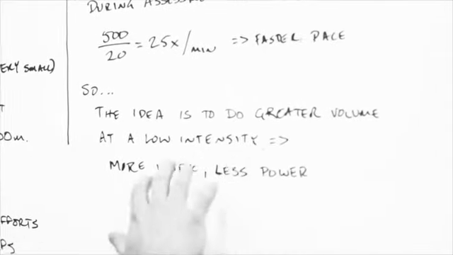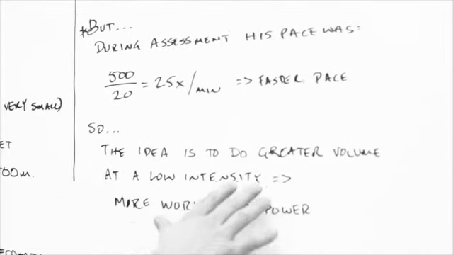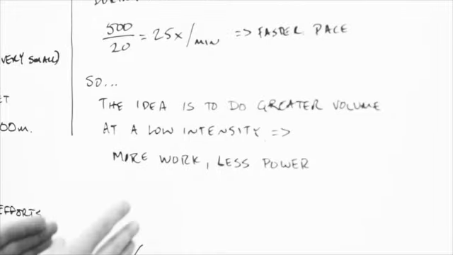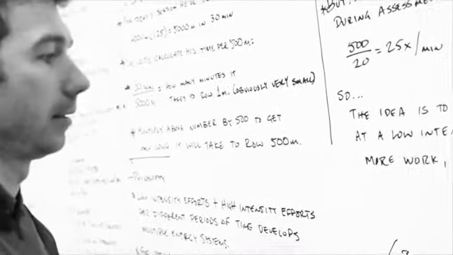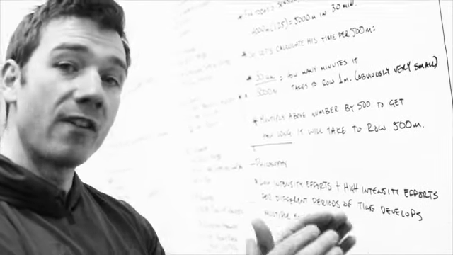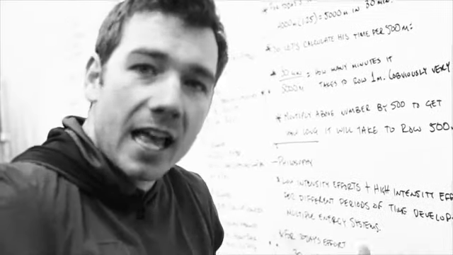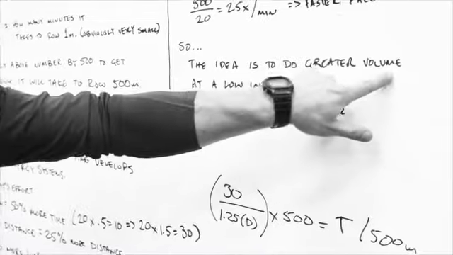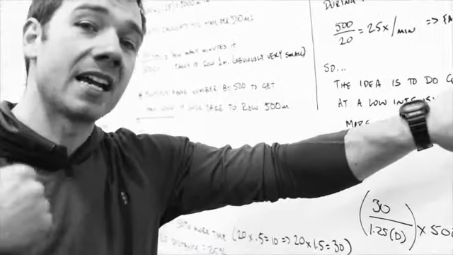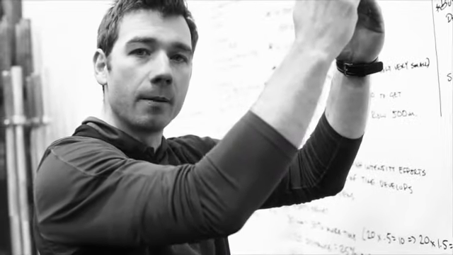The idea, though, is that we're going to do a greater volume. We're going to do 625 today, but we're going to do it at a lower intensity. So we're going to do more total work, but we're going to have less power, because power is work per time. Since we're doing 25% more work in 50% more time, that's less power that we have to put out. But that allows us to do greater volume, and it allows us to repeat that effort day after day after day. So our cumulative volume really adds up as the weeks go by in this cycle.